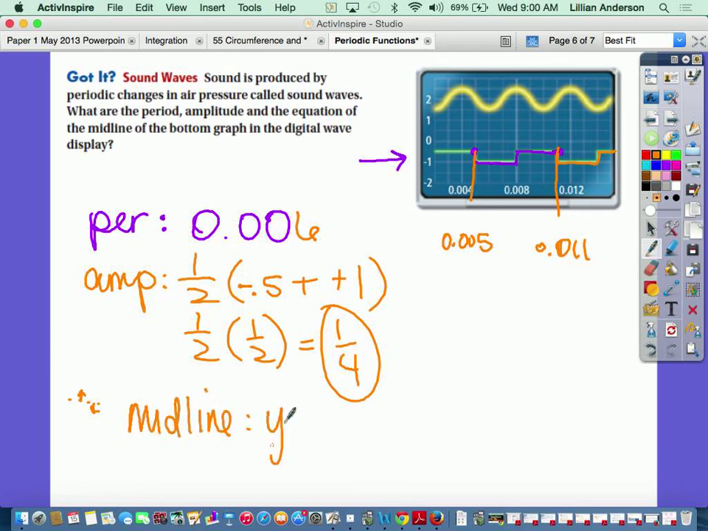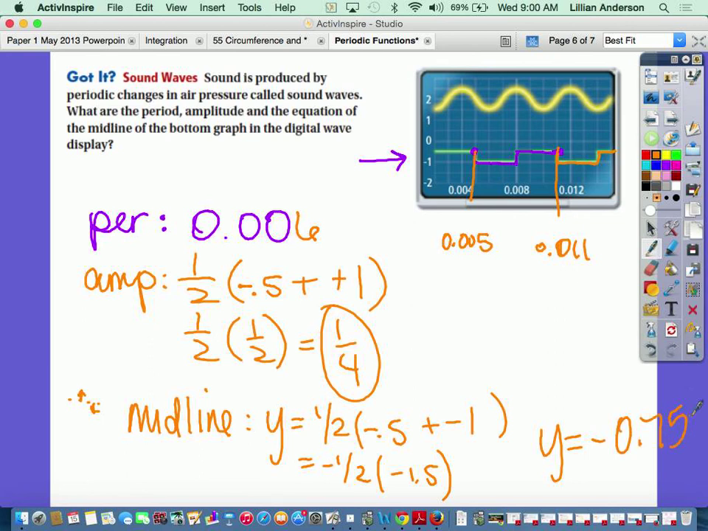Let's find our midline. The equation is y equals 1/2 your max plus your min. So that's -0.5 plus -1, which is a total of what? Negative 1.5. And what's half of -1.5? So y equals -0.75, or -3/4, is the equation of our midline. Questions?